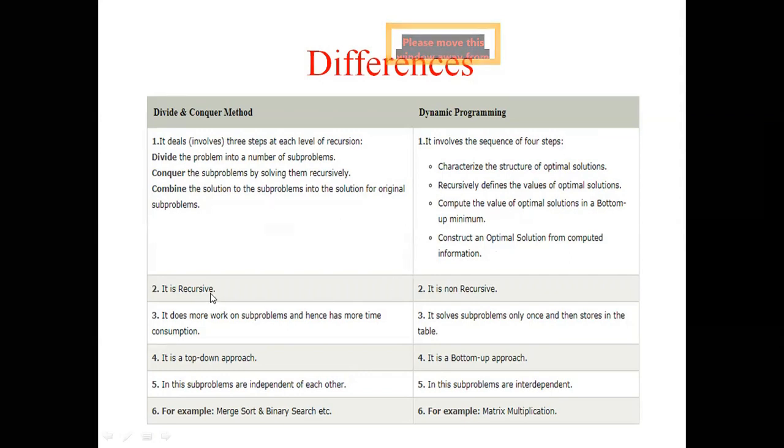Now, the divide and conquer method is a recursive approach. In quicksort, we partition the given list of elements and repeatedly call the quicksort procedure on each subpart. So it is a recursive algorithm. Dynamic programming is a non-recursive algorithm.